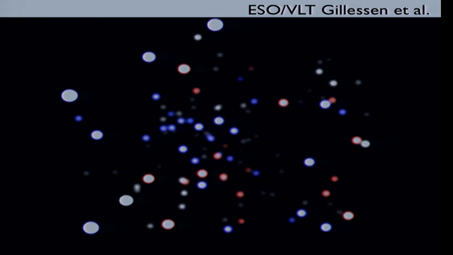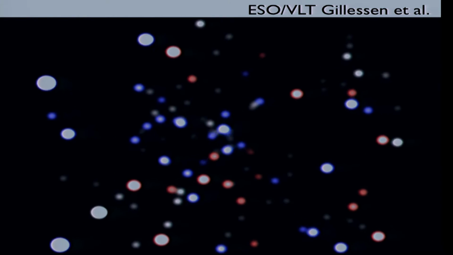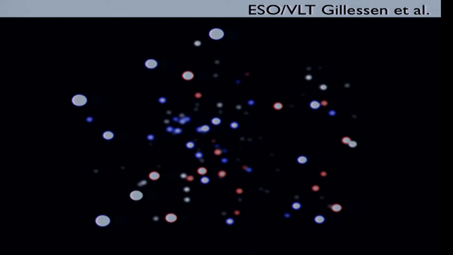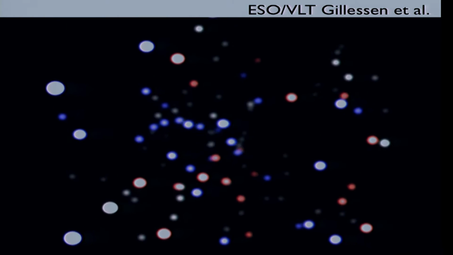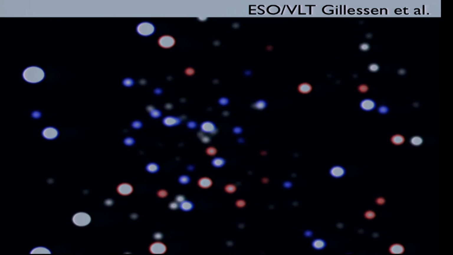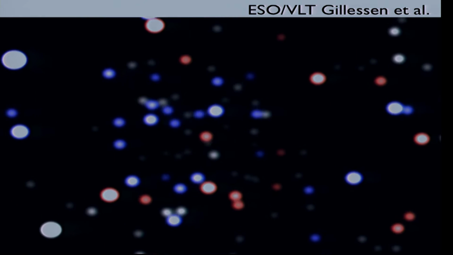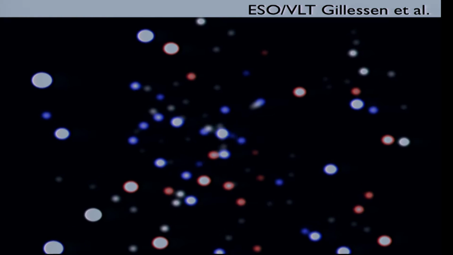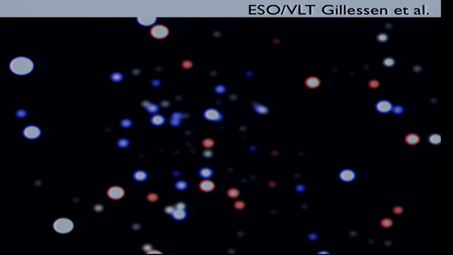Now, this is a movie made over about 16 years. This is not an artist's conception. This is an actual movie made of optical observations of the center of our galaxy. These are stars, so things that are glowing at several thousand degrees. And you can see that they're orbiting something that you can't see. So what are they doing? They're orbiting the black hole at the center of the Milky Way. And watching these orbits is partly how we know that there's a black hole there in the first place.